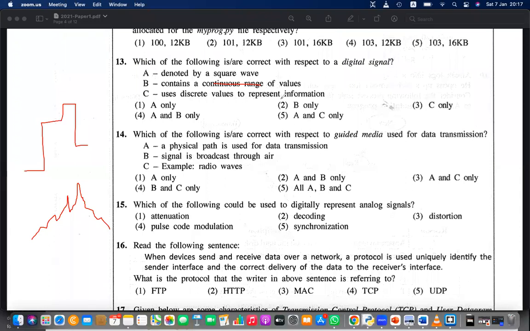Uses discrete values to represent information. Yes, that is true. So the answer is 5, right? The answer is 5. So what about your answer? Okay, correct. The answer is 5.